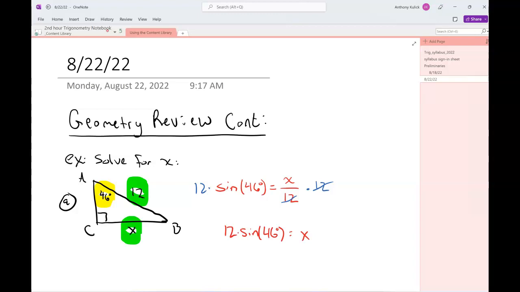So I can say, okay, x is equal to 12 times sine 46. What do I do at this point? It's calculator time, right? So I'm going to go and pull up my calculator.